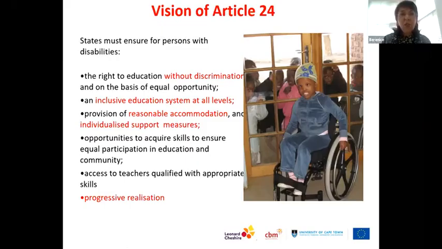Again, there's the vision of Article 24, which all of you have read about. The right to education without discrimination, an inclusive education system at all levels. That includes universities or tertiary level, reasonable accommodation, individual support measures, opportunities to acquire skills, to participate equally, and access to teachers qualified with appropriate skills. Now, that is also a problem.